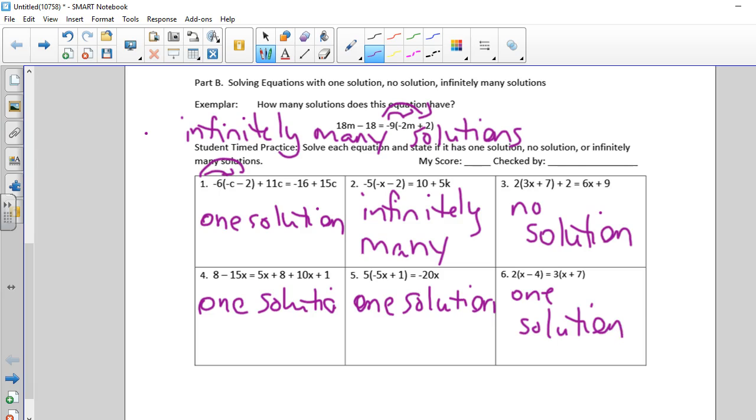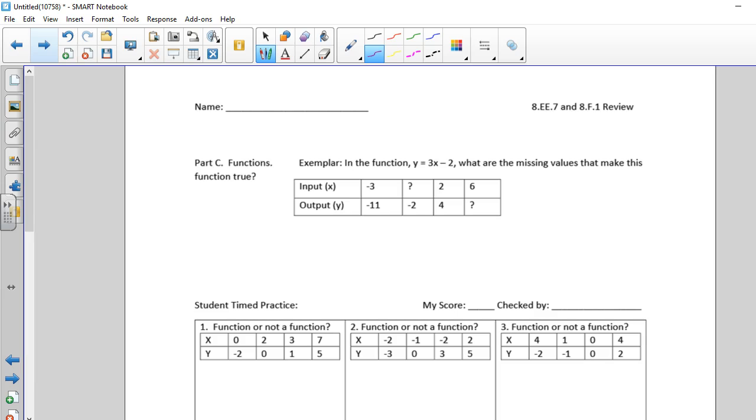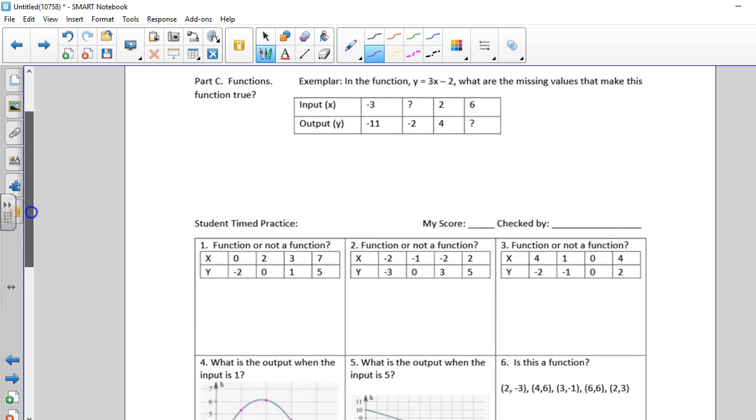Now, we have one more set to do. Part C, functions. The exemplar I gave you is an equation, and I asked you to find missing values. But let's talk about functions for just a second.